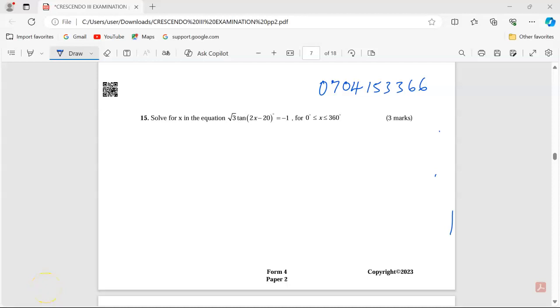We're going to handle trigonometric equation number 15. Solve for x in the equation: the square root of 3 tan(2x - 20) equals negative 1, for x ranging between 0 degrees and 360 degrees.